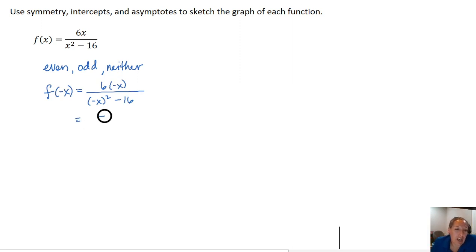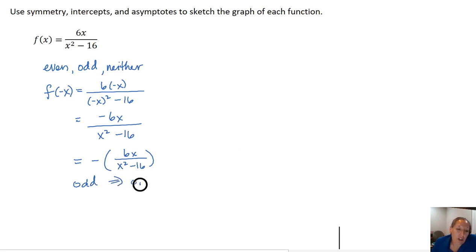So 6 times negative x is going to be negative 6x. In the denominator, negative x squared minus 16 is going to be x squared minus 16. Now that's not exactly the same as what we started with because we've got a negative in the numerator that is not in the original, but we can pull that negative out and write that as a negative times that original function. That does tell us that our function is odd, and that means that we are going to get origin symmetry.